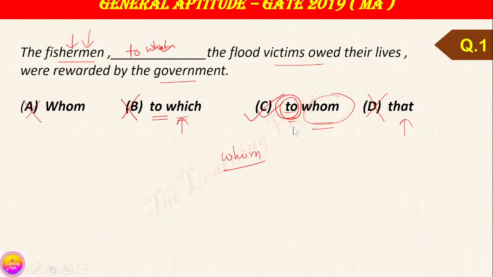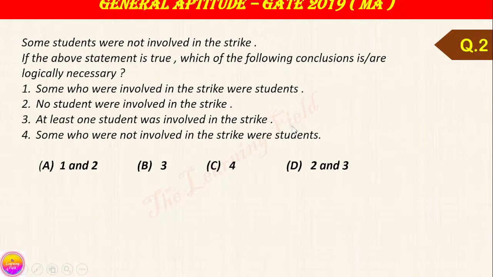Okay, now we go to the next question. The next question says that some students were not involved in the strike. If the above statement is true, which of the following conclusions is or are logically necessary? The conclusion 1 is: some who were involved in the strike were students, and conclusion 2: no students were involved in the strike. Now here it is given that some students were not involved in the strike.